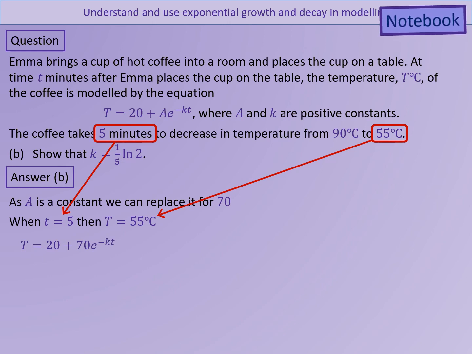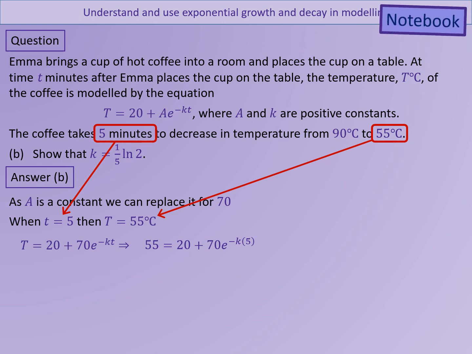So that's exactly what I'm doing here. I've replaced A with 70. I've replaced T with 55. And I've replaced small t with 5. And you have to remember that the e is a value. It's not a variable, it has a value. So the only letter that's left to find within this equation is the letter k.